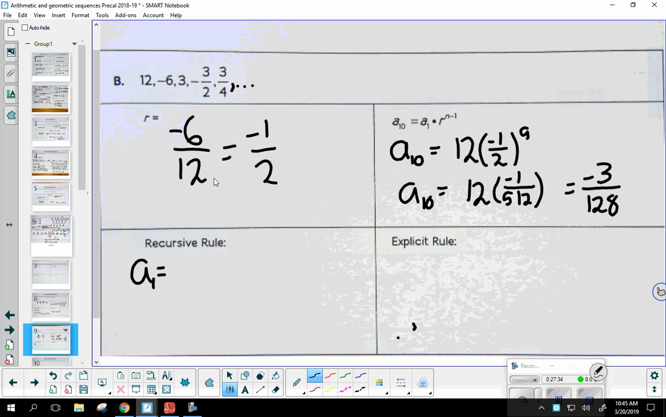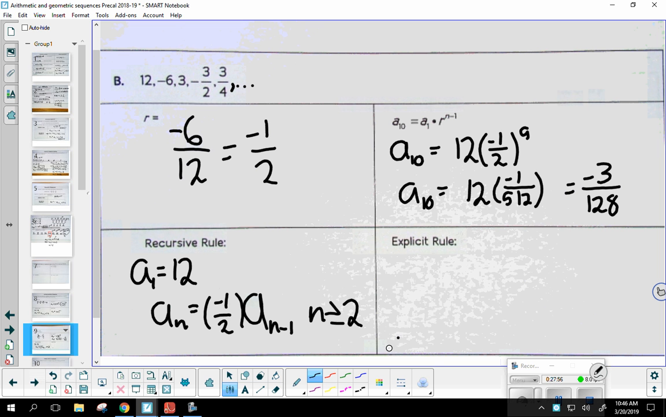Good. So the recursive rule, he did provide the first term. The nth term would be negative 1/2 times the previous. And we have our restriction. n's got to be greater than or equal to 2. Perfect. That is the explicit. Everything's perfect.